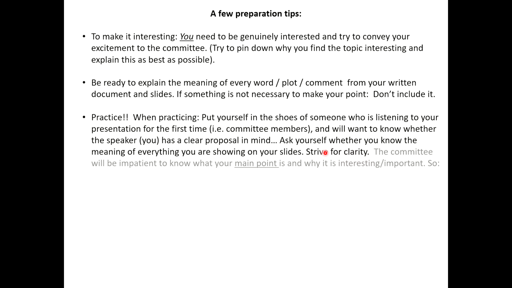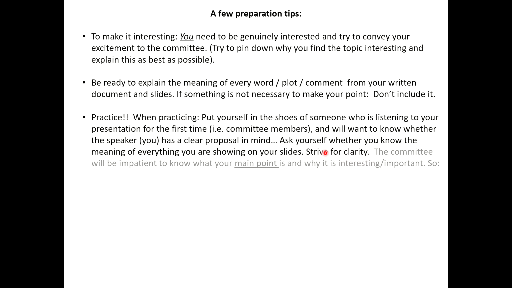So once you have your OP ready, this is a good exercise. You pretend that you are your committee member and take it seriously. Maybe record your talk and then pretend you are in the committee and try to find your own issues. Ask yourself whether you know the meaning of everything you are showing on your slides. Strive for clarity.